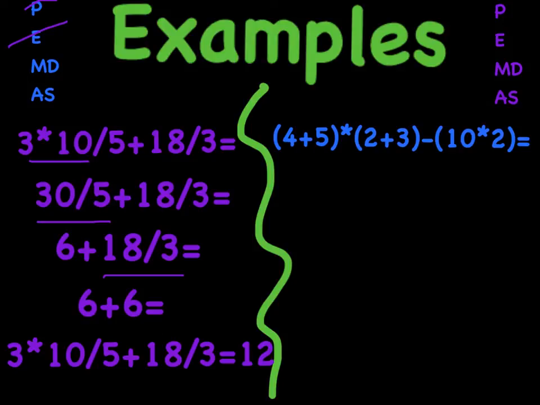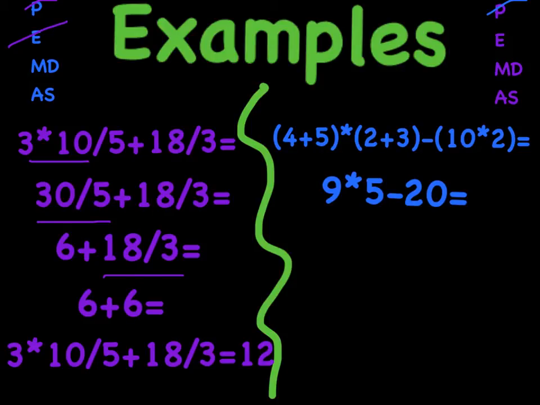This problem reads (4 plus 5) times (2 plus 3) minus (10 times 2) equals. The first thing I have to do is evaluate everything that's inside of parentheses, because that's my first step. When I do that, my problem will change to look like this. Since 4 plus 5 is 9, I've written 9 here. I've included my multiplication symbol again because I have not yet used that.